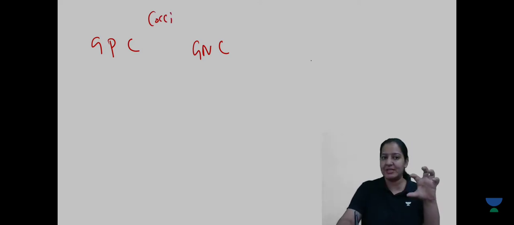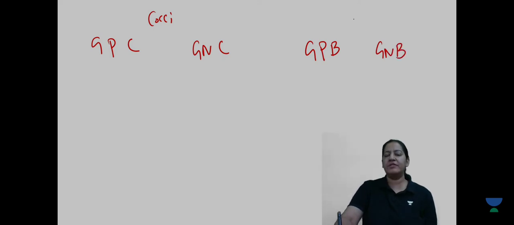Both of them are cocci, meaning they are circular, spherical. Gram-positive bacilli and gram-negative bacilli. Both of them are rods, the bacilli, right? So tell me the name of bacteria inside each category. The microbiology, you may be knowing that.